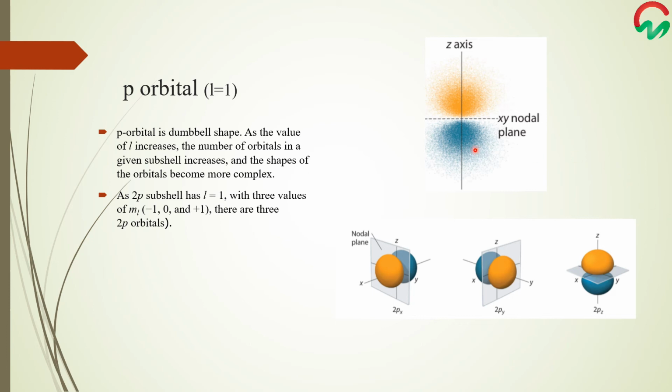The color corresponds to the regions of the space where the phase of the wave function is positive, shown by the orange color, and negative, shown by the blue color. The electron probability distribution for one of the hydrogen 2p orbitals is shown. This orbital has two lobes of electron density arranged along the z-axis, with the electron density being 0 along the xy plane, which is called the nodal plane of the 2pz orbital.